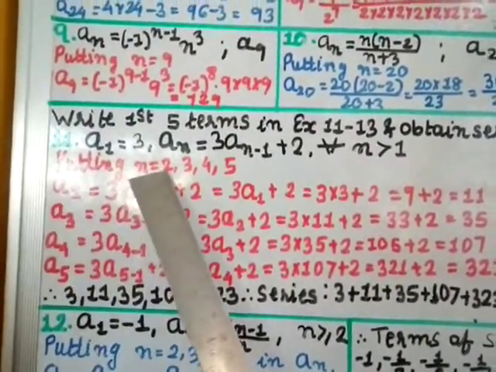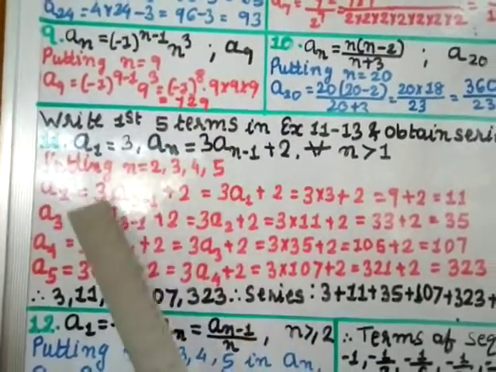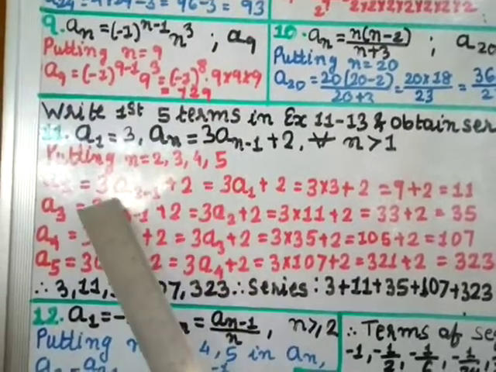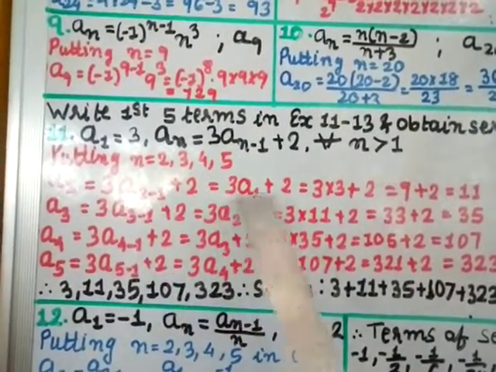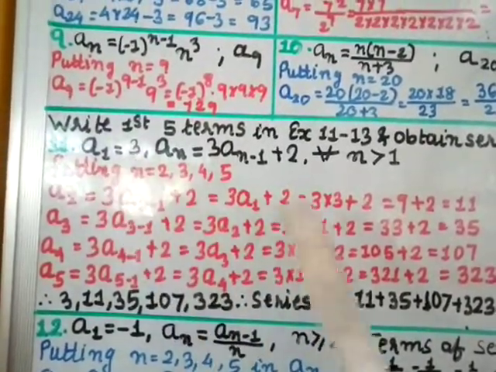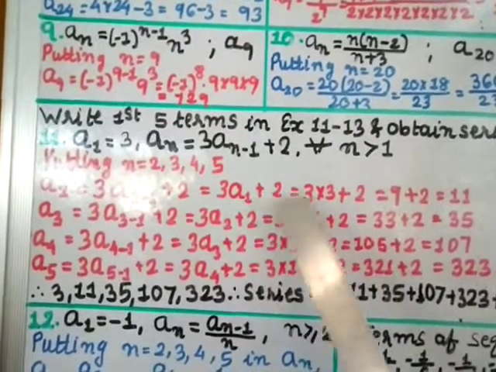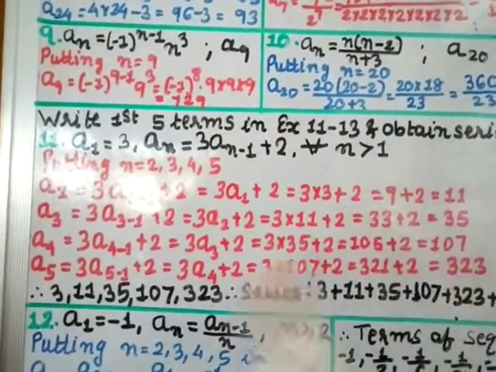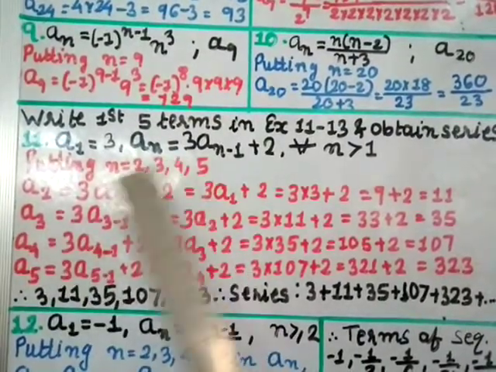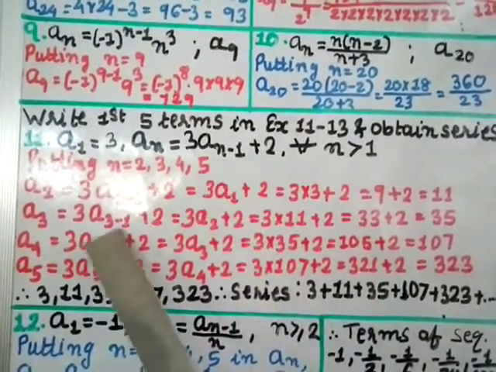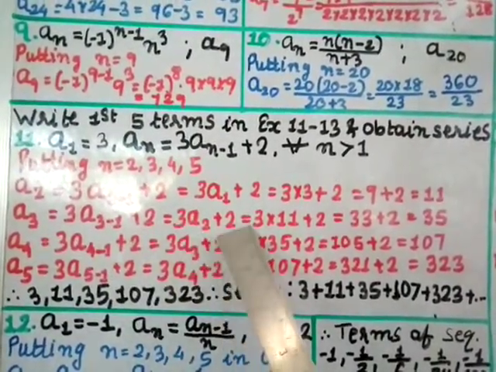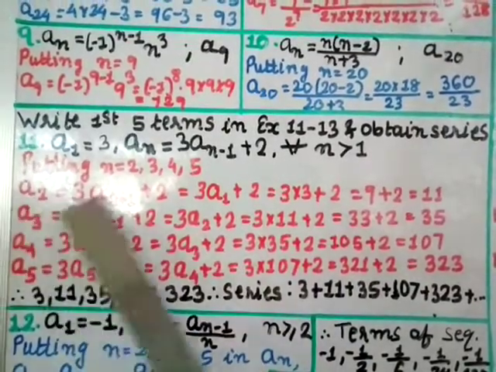So a2, let us start with 2. Put a2 equal to 3 into a n minus 1, so a2 minus 1 plus this 2 as it is, equal to 3 into a1 plus 2. 2 minus 1 is 1, equal to 3 into a1, whose value is given in the question as 3, plus this 2, equal to 9. 3 into 3 is 9 plus this 2, which gives you 11. Then put n equal to 3. So a3 equal to 3 into a n minus 1, so 3 minus 1 plus 2, equal to 3 into a 3 minus 1, which means a2, plus 2, and the a2 value from here is 11.